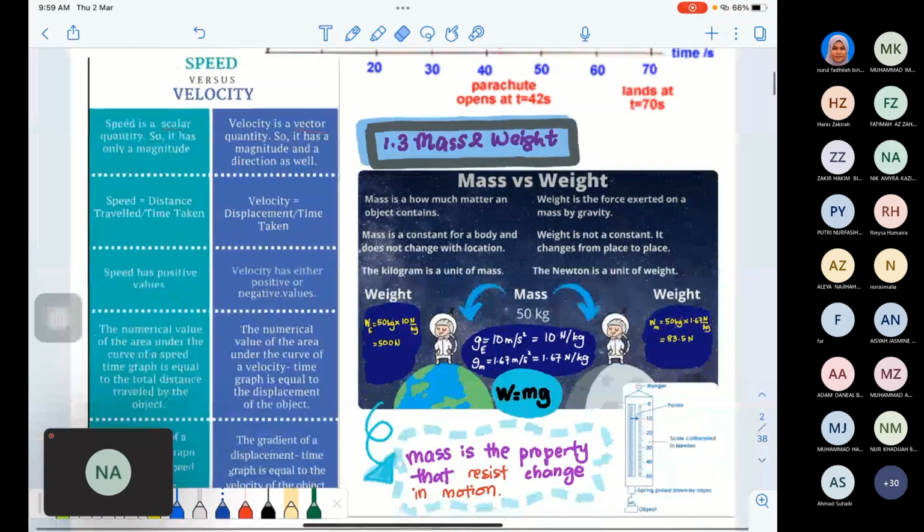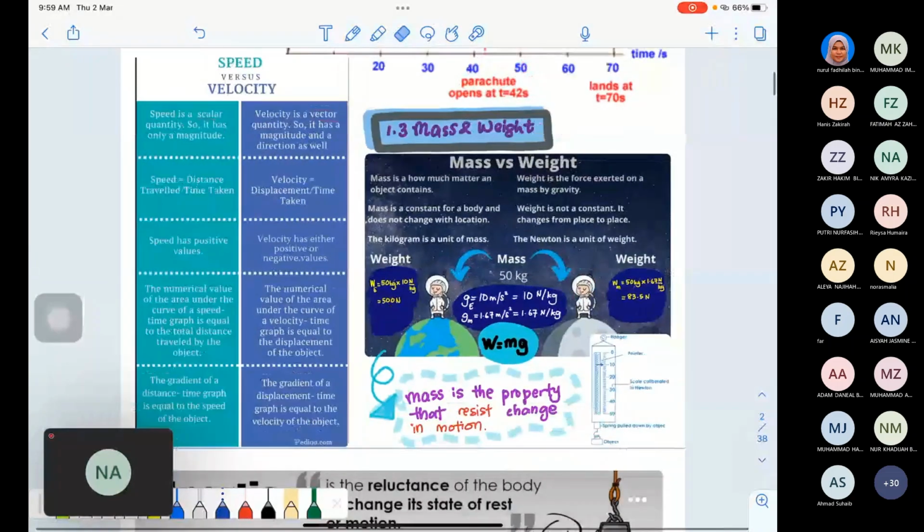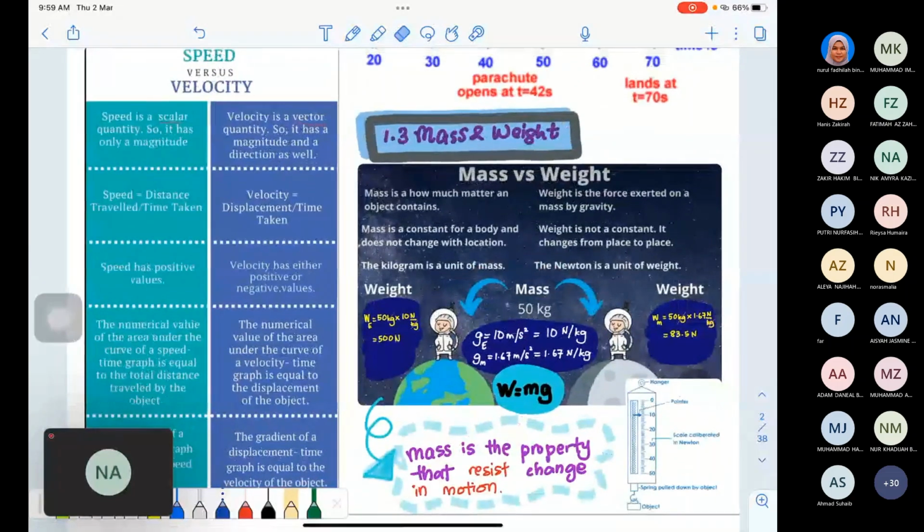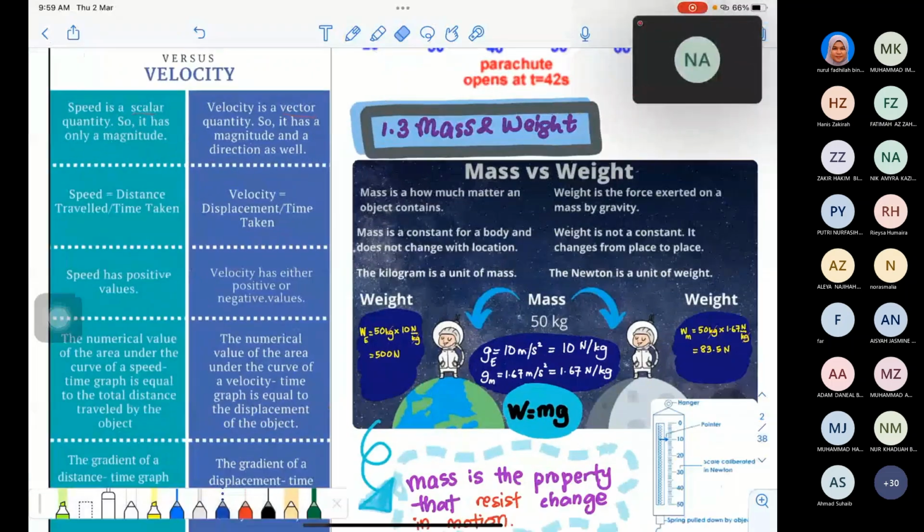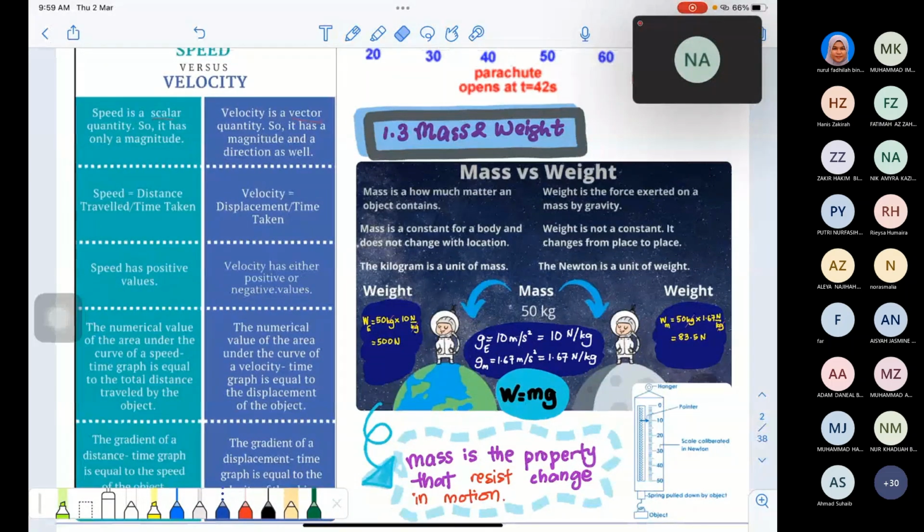Okay. And then you should know the difference between speed and velocity. When do we call a physics quantity speed? When do we call it velocity? Speed is a scalar quantity. Velocity is a vector quantity. What is the meaning of vector quantity? Vector quantity means it has magnitude and direction. Scalar has magnitude only. So what is magnitude? Magnitude is value.